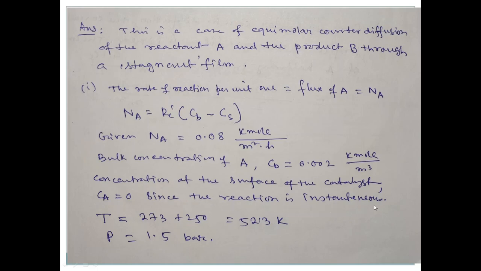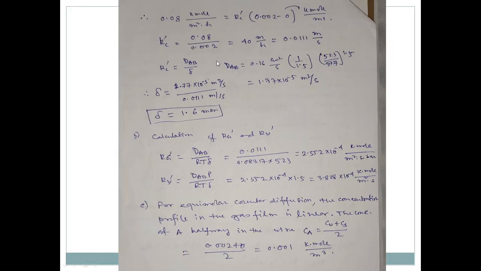Since the reaction is instantaneous, T will be 270 and P equal to this one. Okay, this is the condition. Now this is the MA, kilomole per meter square hour, Kc, and this is my driving force. So Kc equal to this by this, in meter per hour. Always write the unit, it will help you: kilomole per meter square hour, then kilomole per hour, then meter per hour.